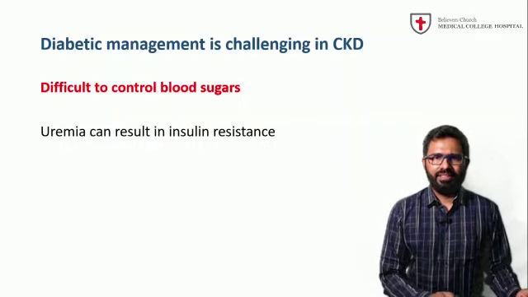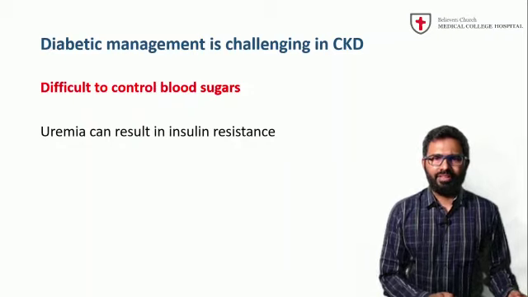Next challenge is some CKD patients have very difficult to control blood sugar. This is because there are certain uremic toxins that can block insulin receptors, resulting in insulin resistance.